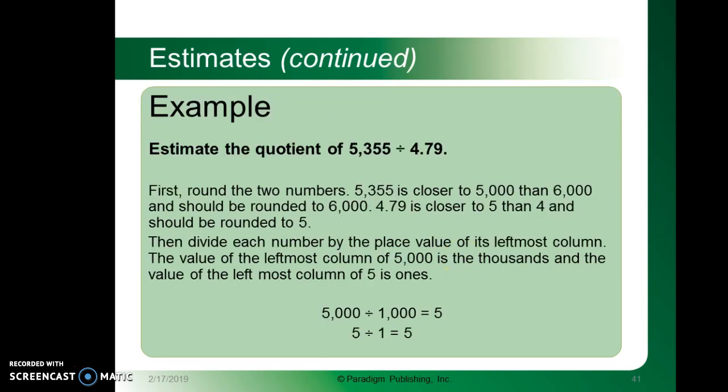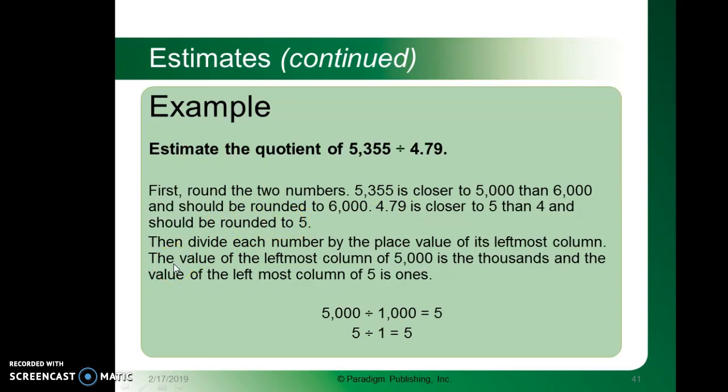So estimating the quotient now. We're going to first round the two numbers. 5,355 is closer to 5,000, so we're looking at the thousands place. So look at the 3. It's less than 5, so it'll be 5,000. Oh wait, hold on. It's closer to 5,000 than 6,000, so we should round it to 5,000, okay? And then we have 4.79, which is closer to 5 than 4, so we're going to round it off to 5.